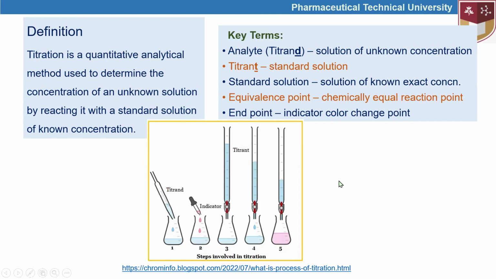titration. Another important point we have to pay attention to is the end point, which indicates the point where the color changes or the intensity of the precipitate remains constant. In different types of titration, we can use either color changes or precipitate.